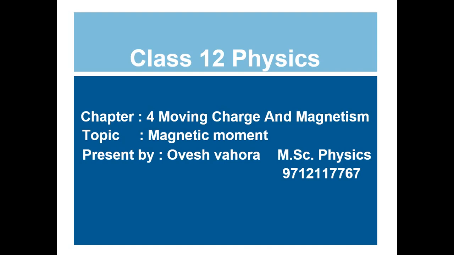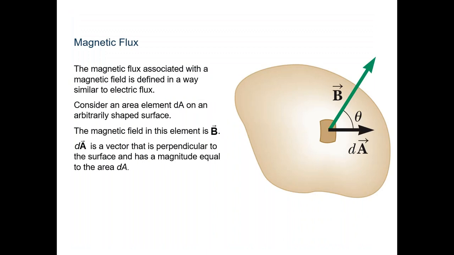See here, magnetic flux. The magnetic flux associated with the magnetic field is defined in a way similar to the electric flux. Consider an area element dA on an arbitrary shaped surface. The magnetic field is the vector B, and dA is the vector that is perpendicular to the surface and has a magnitude equal to the area of dA.